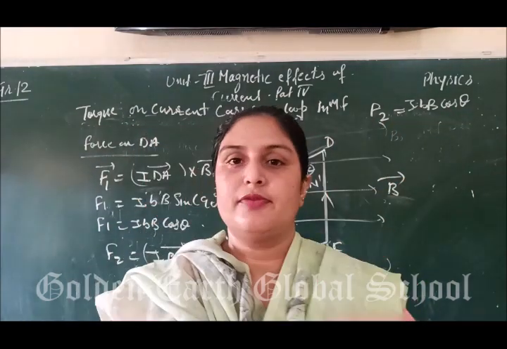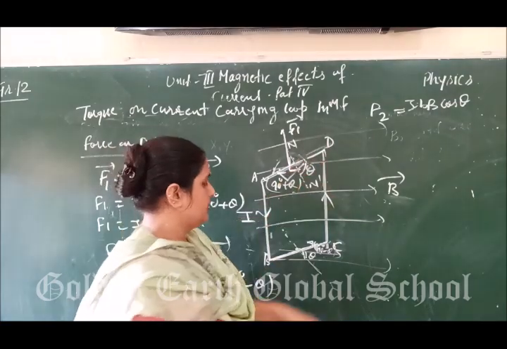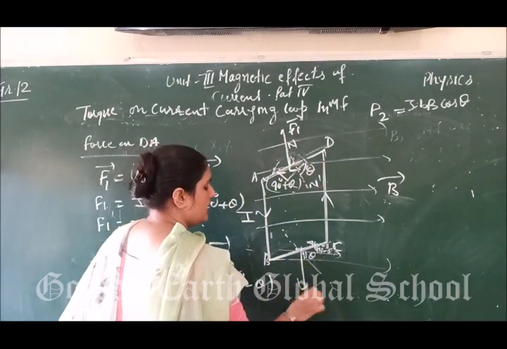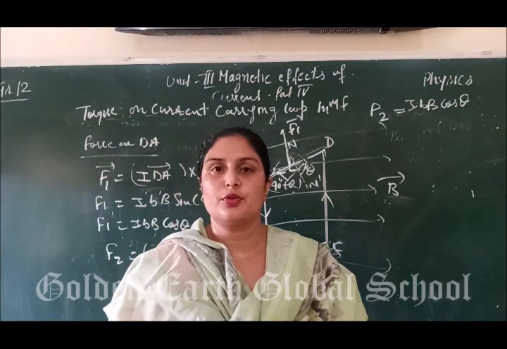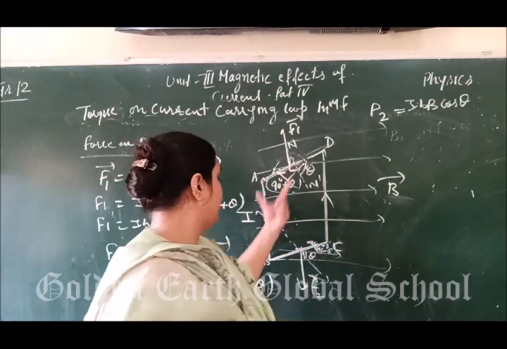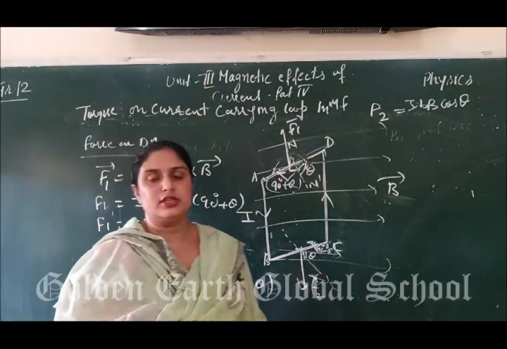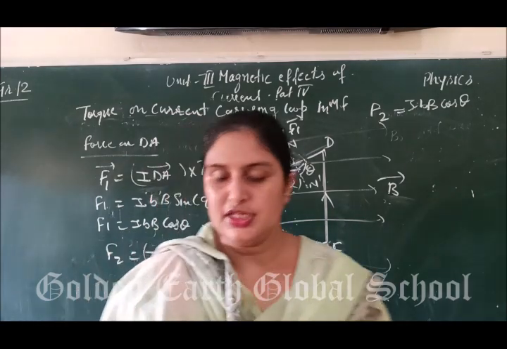Now the F1 and F2 are equal and opposite. One is acting vertically upward and the second is acting vertically downward. So the equal and opposite forces are acting on the arm AD and that is the BC. So these are going to cancel each other.